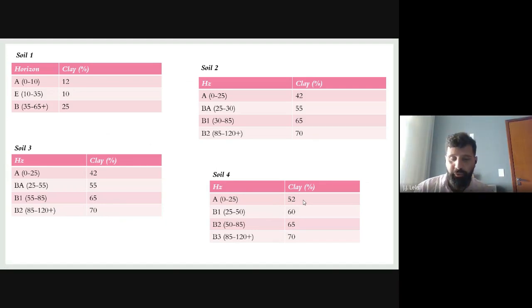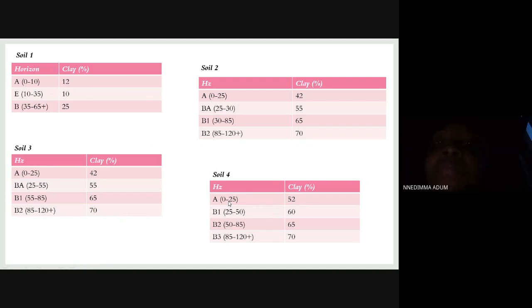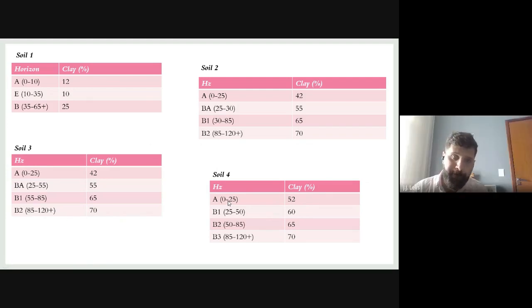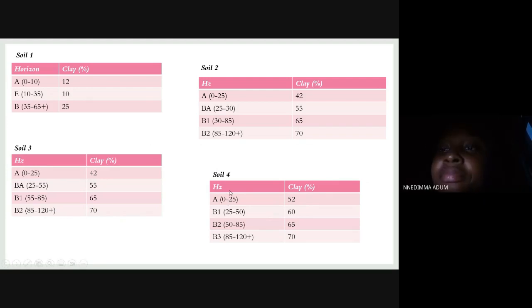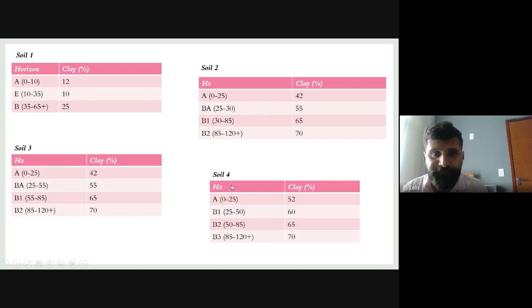Okay, so you can see that number 1 and number 2 follow the criteria to identify an argic horizon, and 3 and 4 did not follow. Okay, perfect.